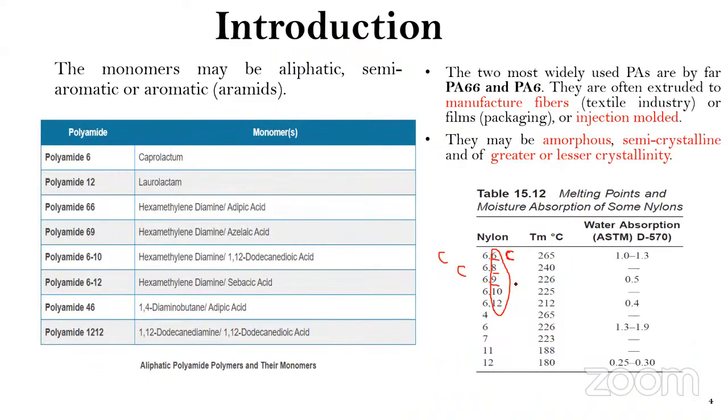So if you see this, when there is an increment in the acid group carbon, you see the melting temperature is decreasing.